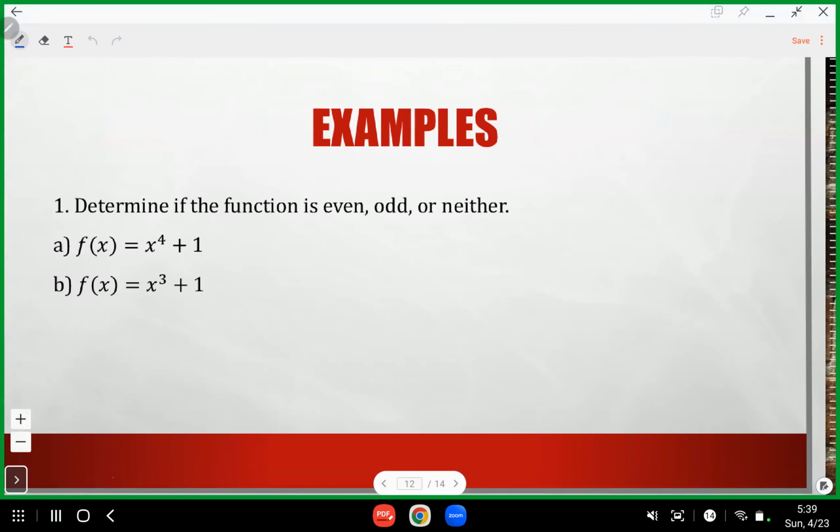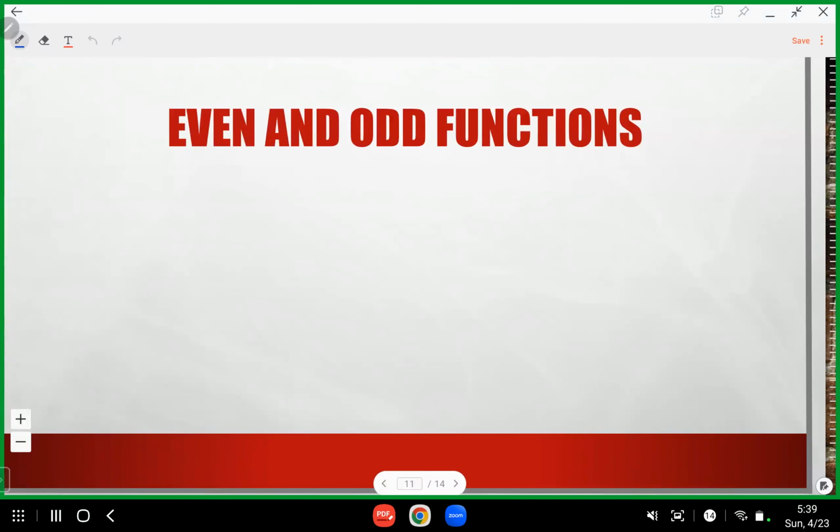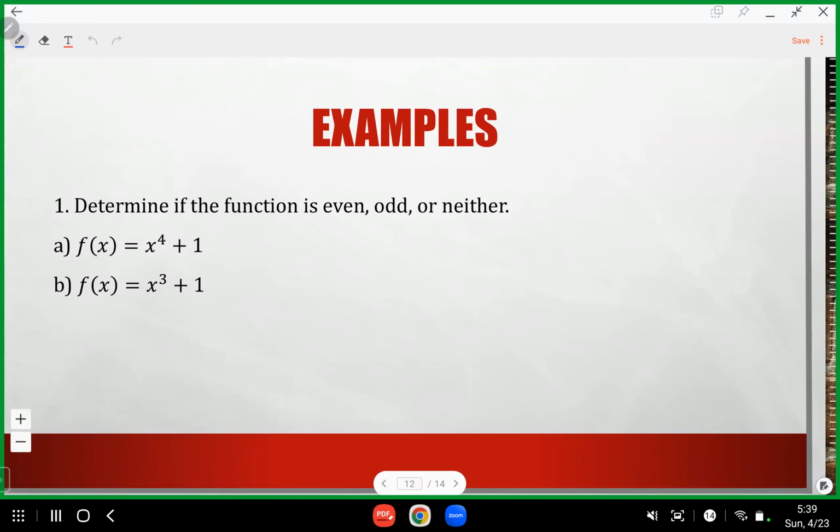Yeah, okay, so this one. We need to test whether this function is even or odd, right? So let's see, f of x is equal to x to the fourth plus 1. Remember what I said about testing even functions: we need to replace the x with negative x. So if you replace x with negative x, you're going to get negative x to the fourth plus 1.